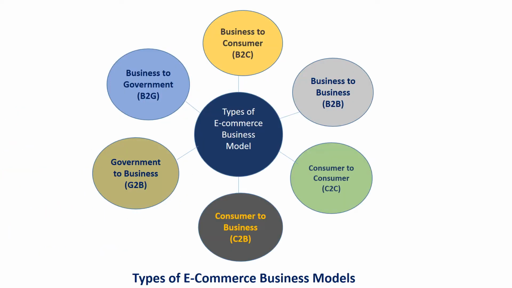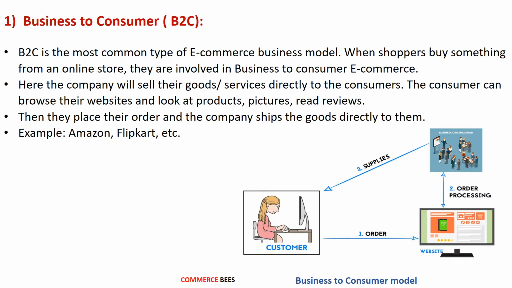This is the diagrammatical representation of the types of e-commerce business model. In the diagram, we can see that it is divided into 6 types. Let's now discuss all these 6 models in detail. The first is the business to consumer model, which we shortly call B2C.